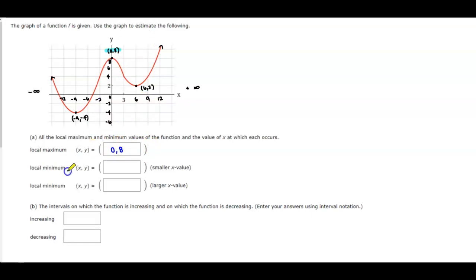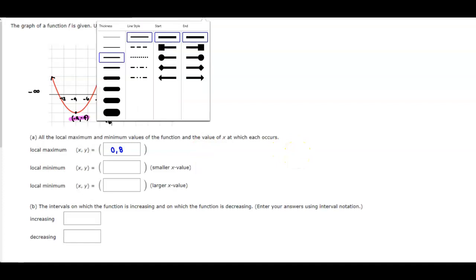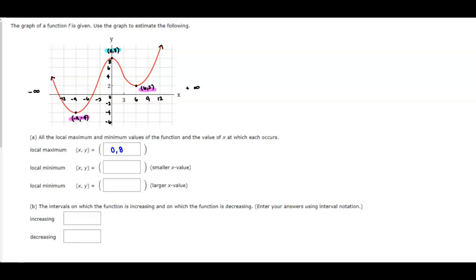Okay, now we need to find the local minimums. So there is more than one local minimum. We can see here that there's negative 9, negative 4, and then here's another local minimum, which is 6, 2. Now, the smaller of the two is the lower that the actual graph goes. And so here it's negative 9, negative 4, and then the other one is 6, 2.